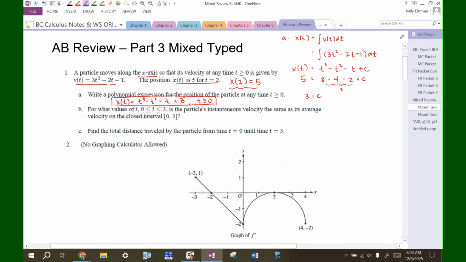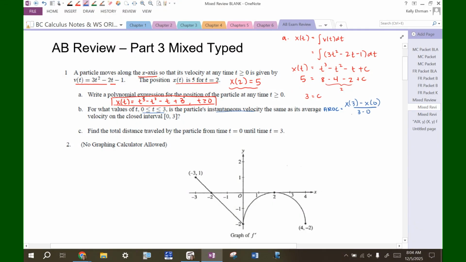For what values of t between 0 and 3 is the particle's instantaneous velocity the same as its average velocity? Let's assume this is no calculator. I don't really know if it is or not. So we need to set the instantaneous velocity, which is v of t, equal to the average velocity. So how about we find the average velocity, or the AROC, average rate of change, first? So the average velocity is the change in position over change in time. That's x of 3 minus x of 0 over 3 minus 0.